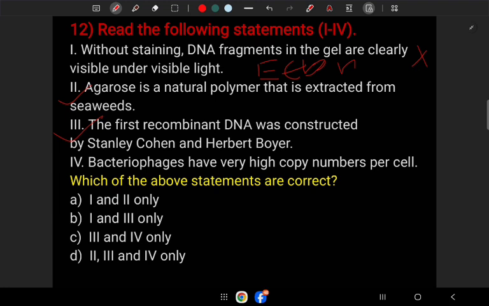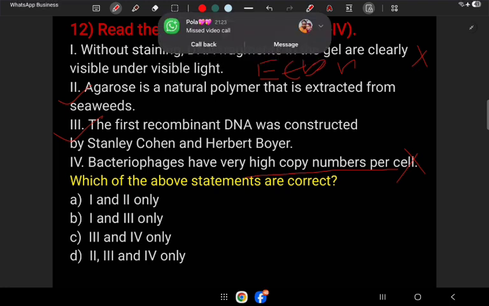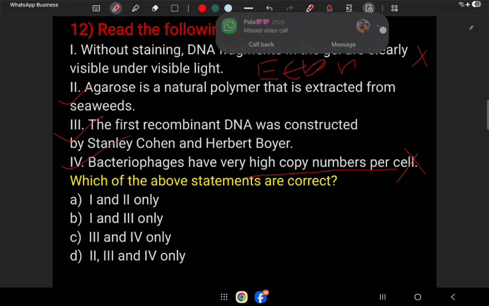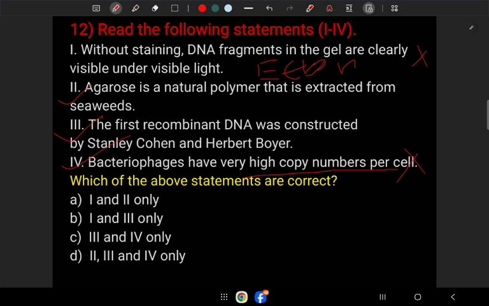This is not correct. So the correct option is 2 and 3. But here 2 and 3 are absent. So here the correct option is 2, 3 and 4. That is, this option is correct. So the correct answer is D.